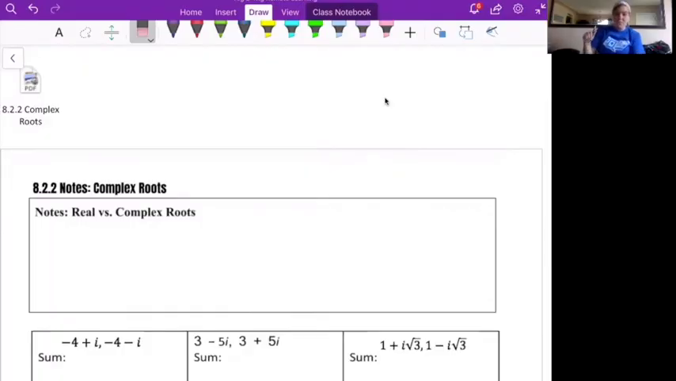Welcome back, everybody. Today we're going to be talking more about complex numbers and complex roots. So let's just go ahead and jump right into the notes. So, real versus complex roots.